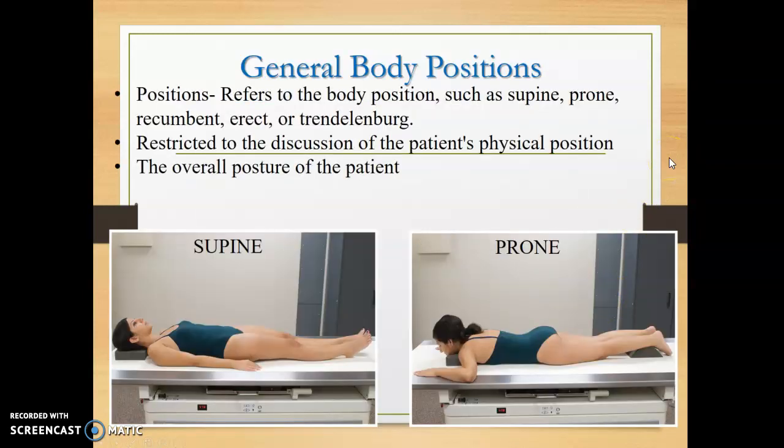These general body positions refer to body positions in X-ray. Basically, how is your patient positioned? The two main ones that we use are supine and prone. Supine, they're laying on their back, prone on their stomach. Recumbent is laying down, erect is standing. There's Trendelenburg and Fowler's, they're on the next page. Stand by, I'll get there.